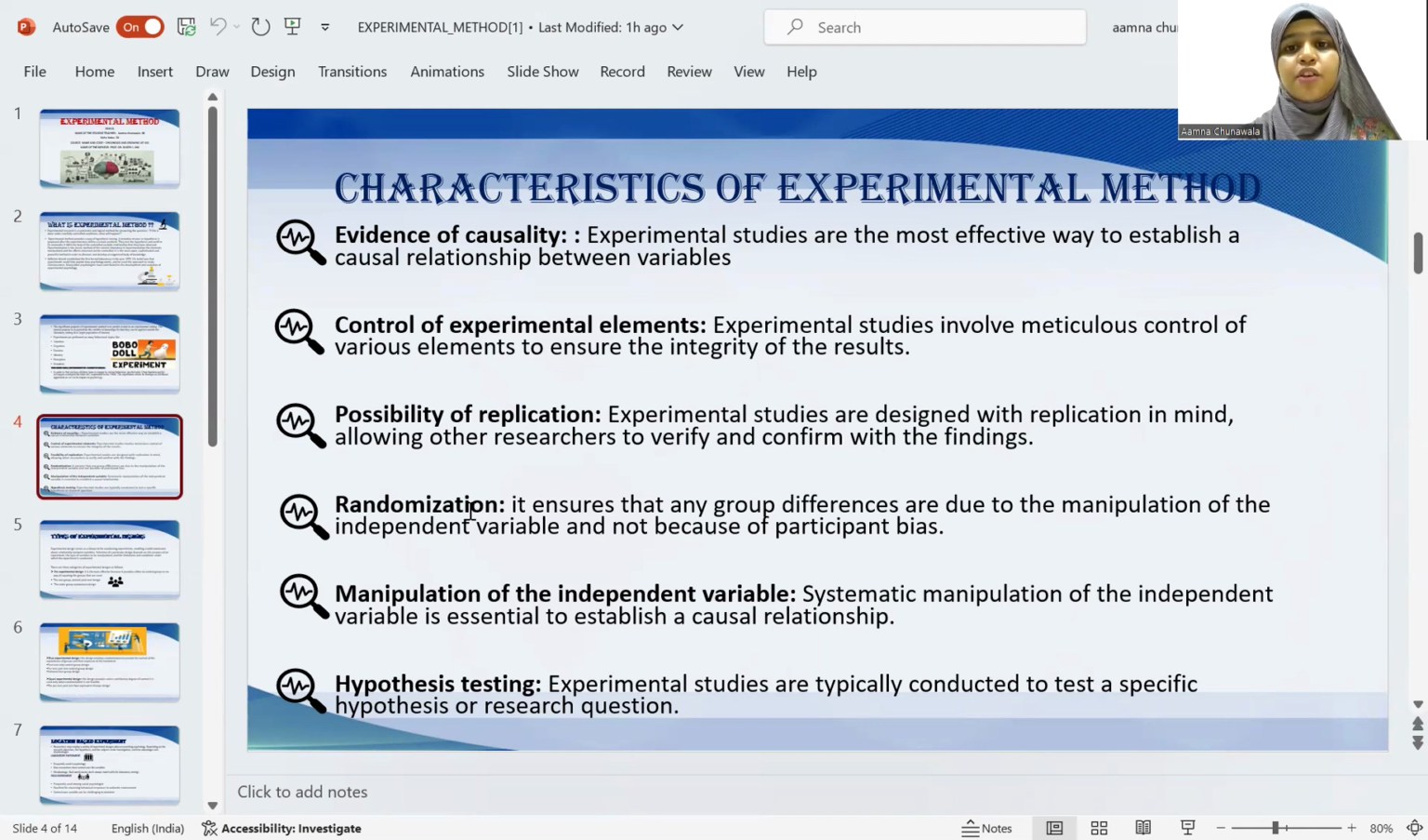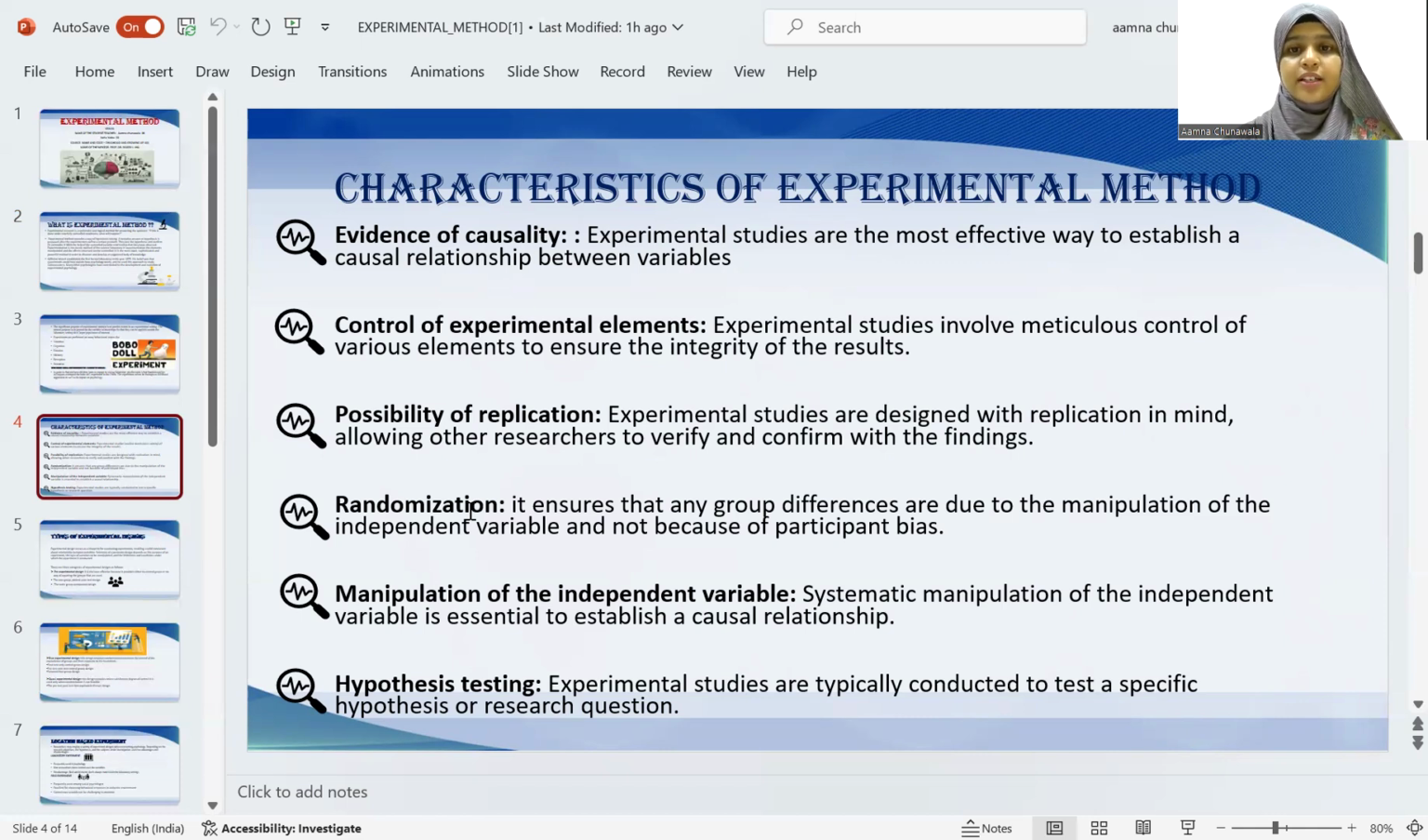Third, we have possibility of replication. Well-designed experimental studies are replicable, meaning that other researchers can follow the same procedures and obtain similar results. This strengthens the evidence for the causal relationship by demonstrating that it is not simply due to chance or specific quirks of the original study.